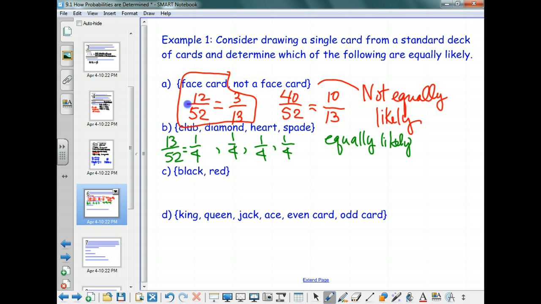All right, what's the likelihood that you get a black card? 1/2, or 26 over 52. And the likelihood you get a red? Also the same, 1/2 or 26 over 52. So are these equally likely? Yep.